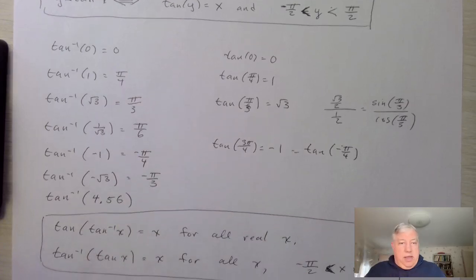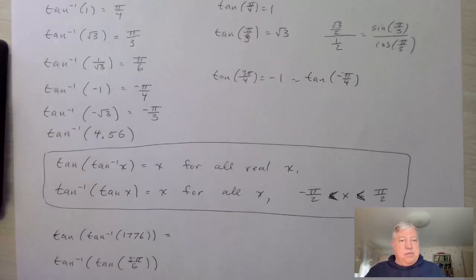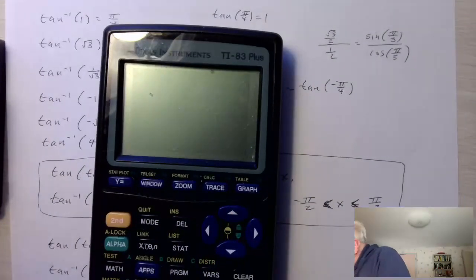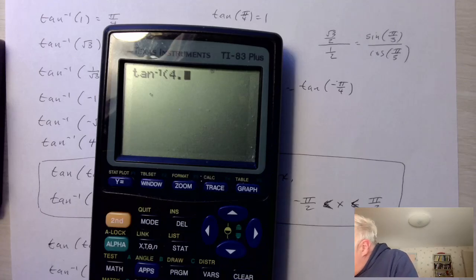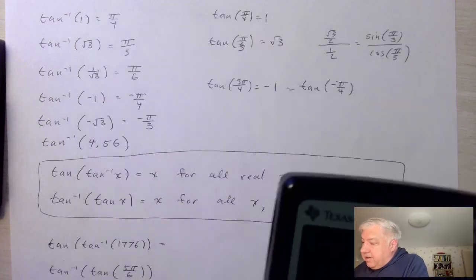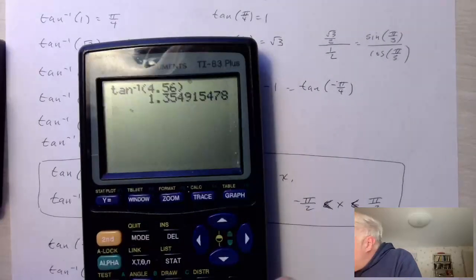And for other values, you can use your calculator, as long as you're in radian mode. So you just get the inverse tangent of 4.56. In this case, we get 1.355. We can round to 3 decimal places.